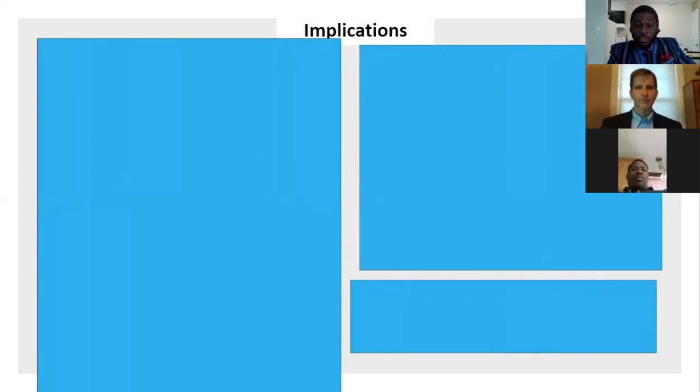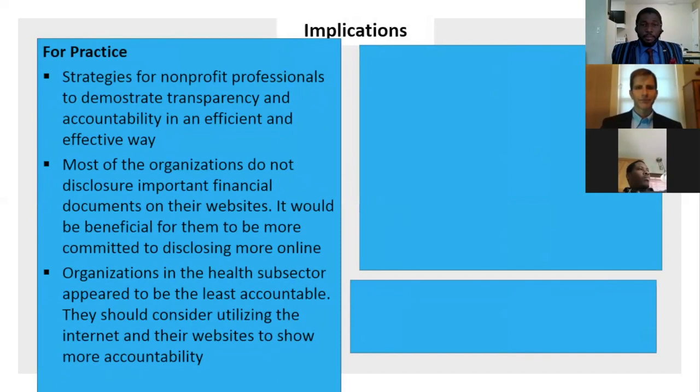So, some implications for practice first. This research has provided strategies for nonprofit professionals to demonstrate transparency and accountability in an efficient and effective way. Thanks to the internet nowadays, organizations have the possibility to reach out to millions of people around the world. And this is also an opportunity for them to build trust, build relationships, and increase their fundraising capacities. So when organizations effectively use those online tools, they increase not only their fundraising capacities, but they also build that trust and that relationship with their stakeholders and with the general public.